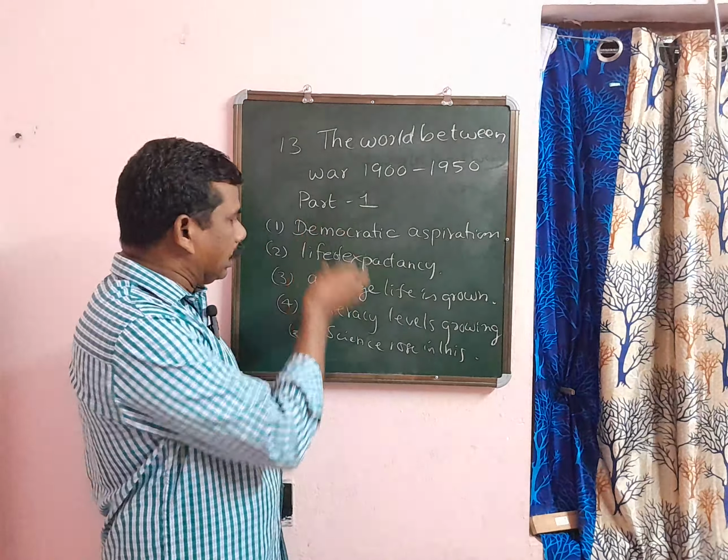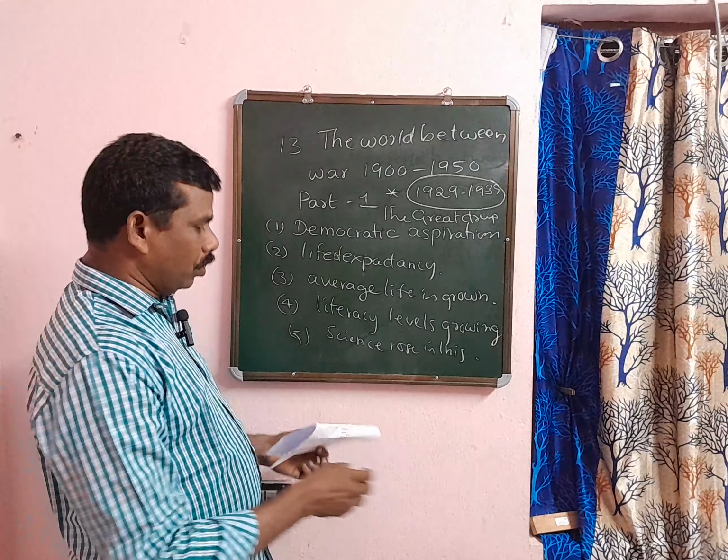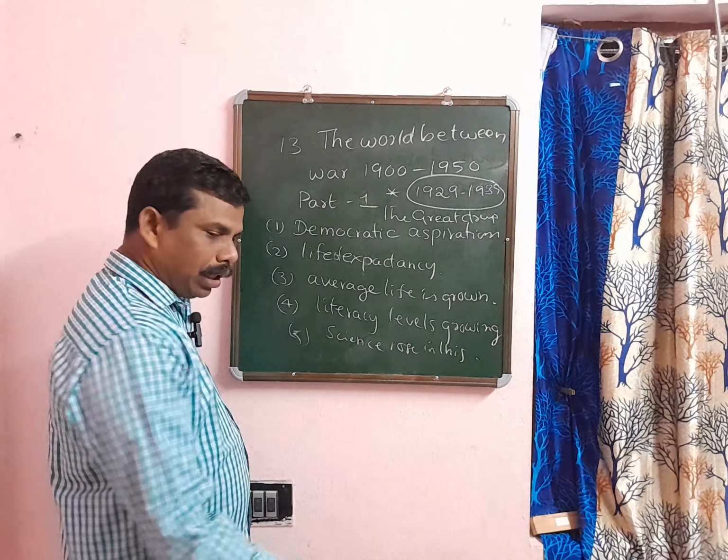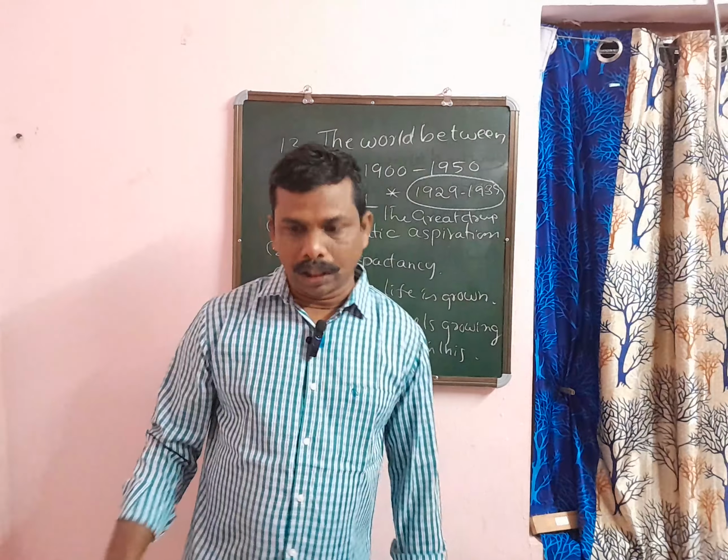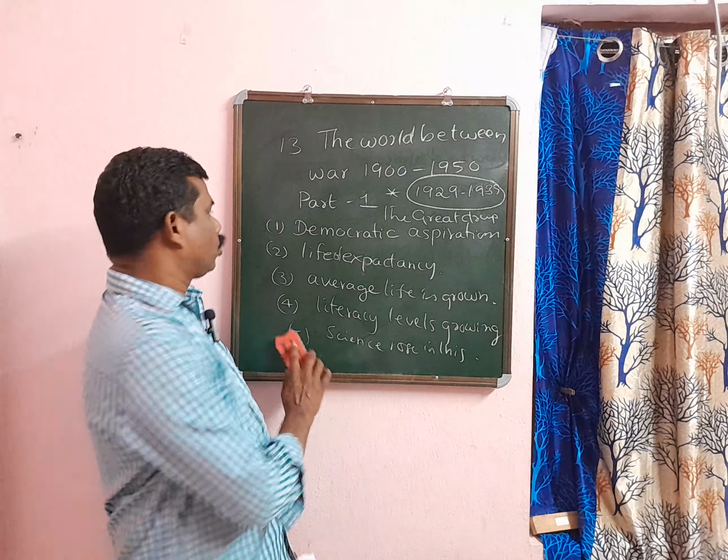And the next very, very important thing: five important pictures are given on the right side of this lesson, on page number 177. That is also very, very important. So what are the points? There are 5 points. What are the 5 points?